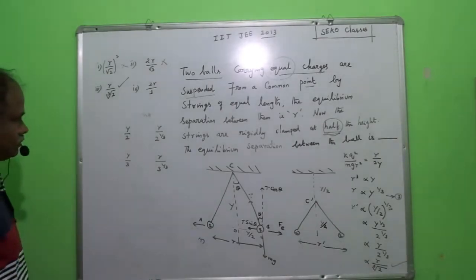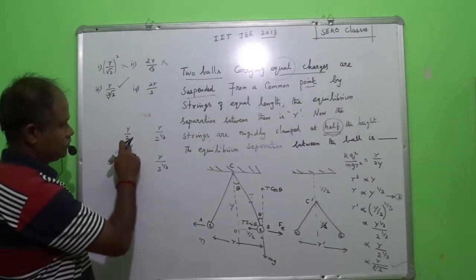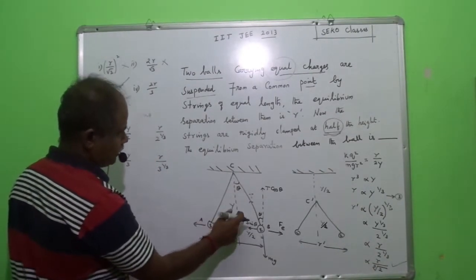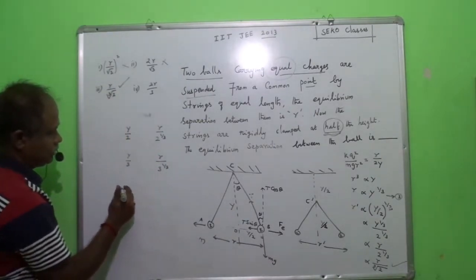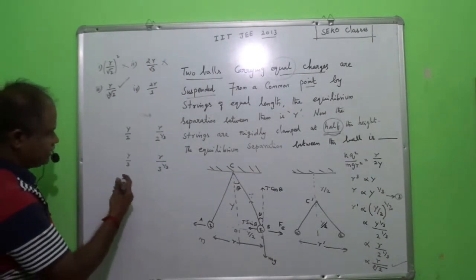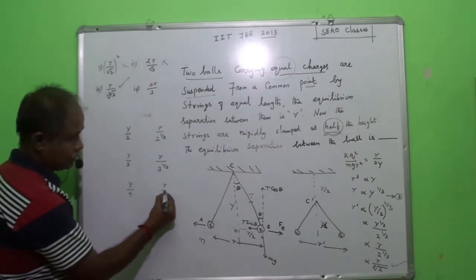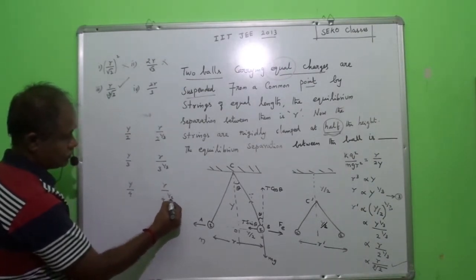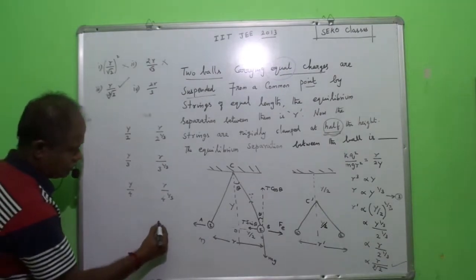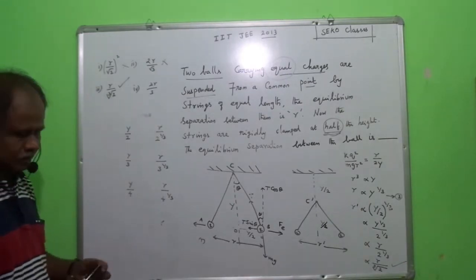There is a shortcut here. For example, this height is reduced to Y by 2, then the value is R by 2 power 1 by 3. The height is reduced to Y by 3, then R by 3 power 1 by 3. The height is reduced to Y by 4, then this value can be written as R by 4 power 1 by 3. Just I am going to write it in general. This is the shortcut formula. This is a very interesting shortcut method.